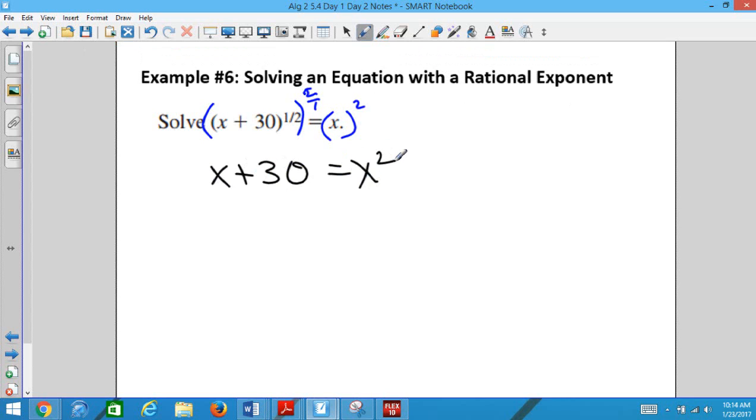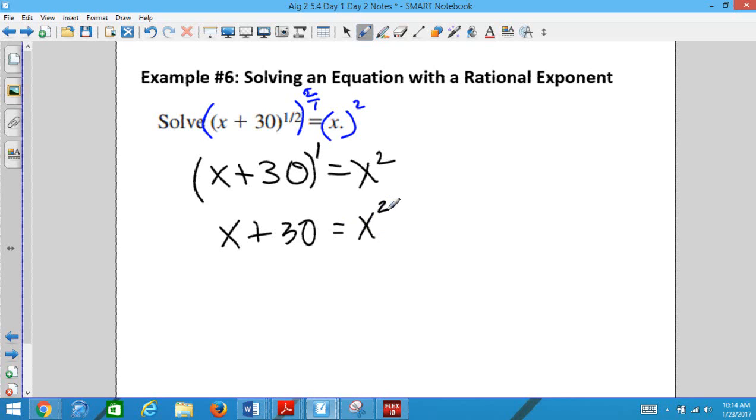No parentheses. It's to the first power. So x plus 30 to the first power is just x plus 30. On that side, well, x times x is x squared. So I just multiplied it out.